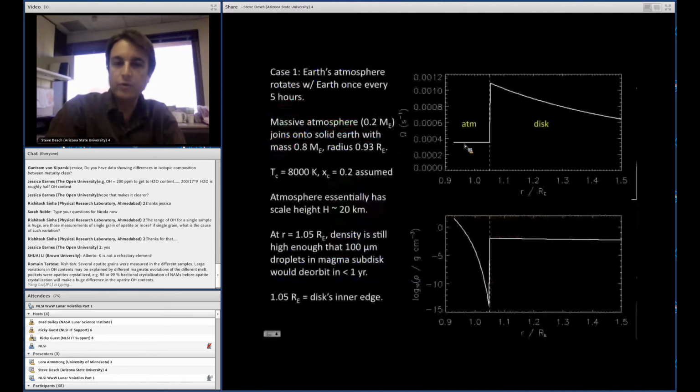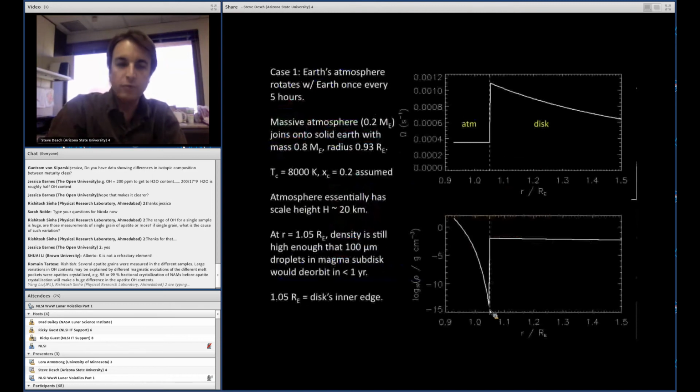So what we did here is I've assumed that the rotation of the Earth's atmosphere is the same as the Earth's rotation, something like every 5 hours. The disk has a Keplerian rotation here. We've assumed some parameters like 8,000 Kelvin at the base of the Earth's atmosphere following the impact and a 20% vapor fraction. And integrated those equations to find how the density varies as a function of distance, and it drops off precipitously. There's effectively a scale height of 20 kilometers.